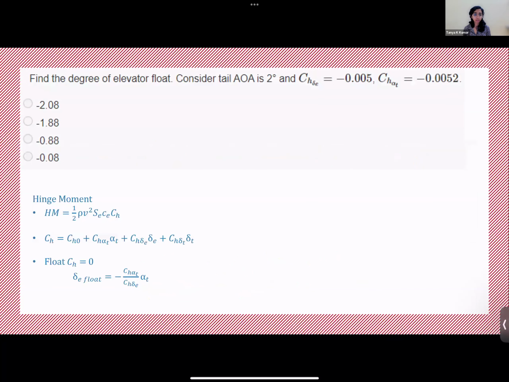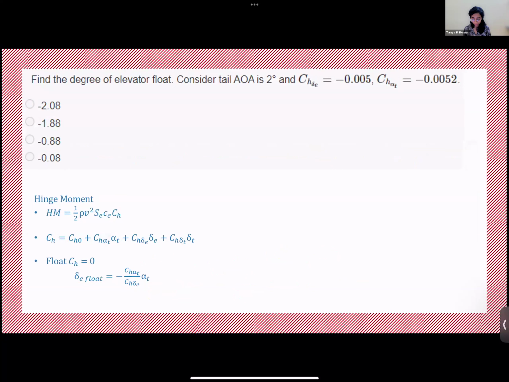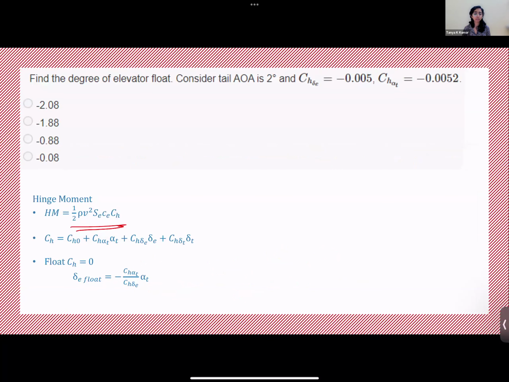Okay, so these are the formulas that we used. Hinge moment is given by this, similar to your pitching moment coefficient. Then the hinge moment coefficient's formula is this. So CH naught is usually 0 because you use a symmetrical airfoil for your tail. CH alpha tail into alpha tail, CH delta into delta E. What is this delta T?